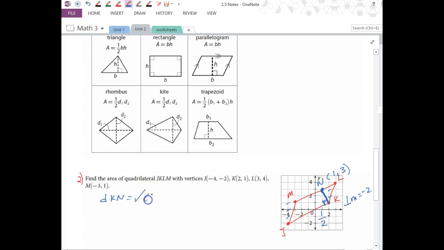Okay, so we're going to go 1 minus 2 squared plus 3 minus 1 squared. So that would give me 1 plus 4. Everybody agree that's the square root of 5? Everybody good with that? Yes, Asia?